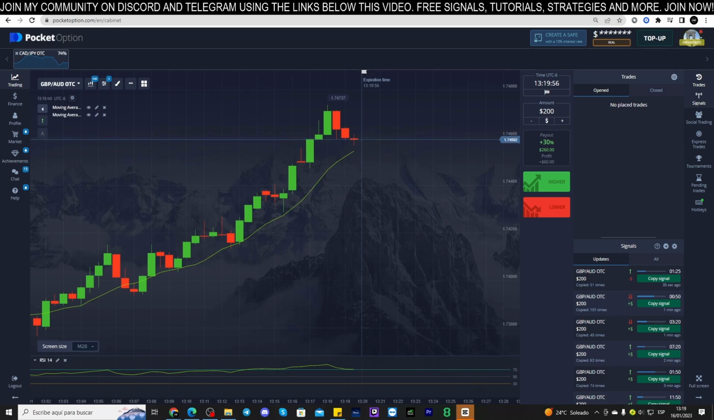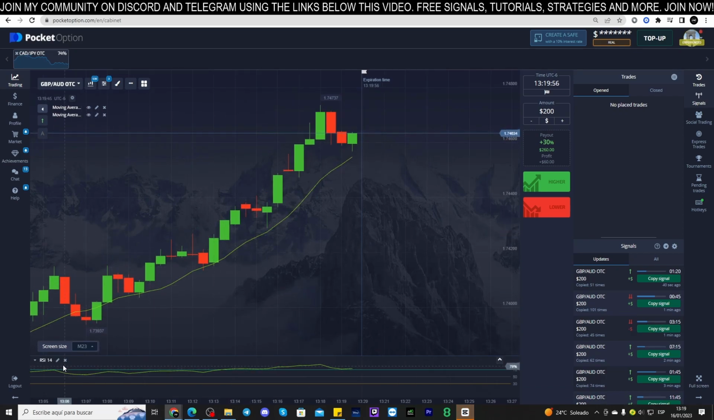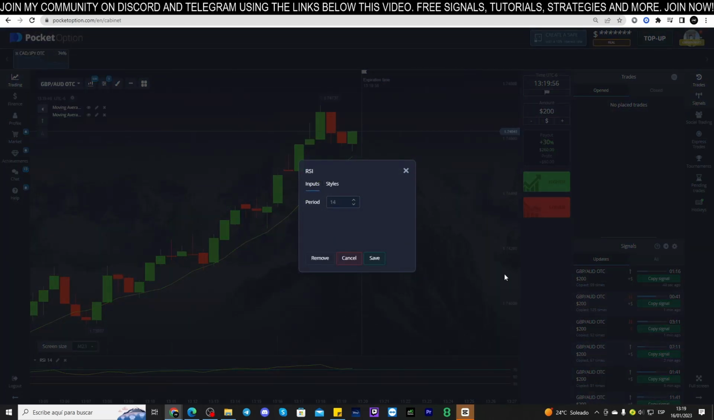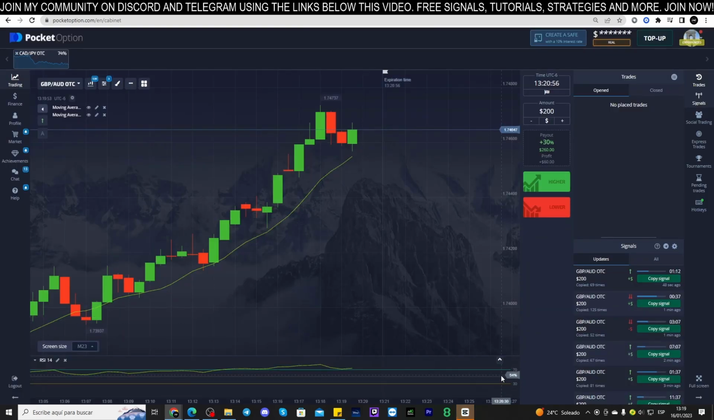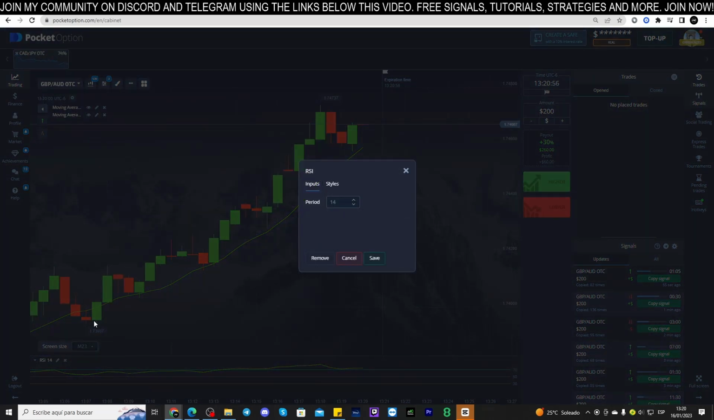Once we know this, let's move on to our strategy. We have two rules to follow. The first rule: we must wait for the RSI to cross the 50 zone for call and also for put. The second rule: the green moving average must cross the red moving average. The direction of our trade will depend on where the green moving average and our RSI cross.